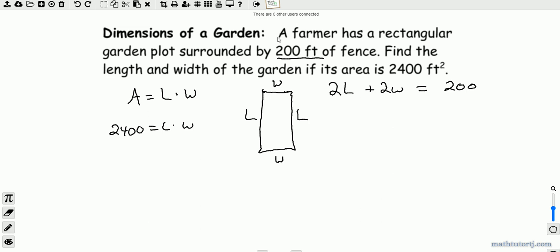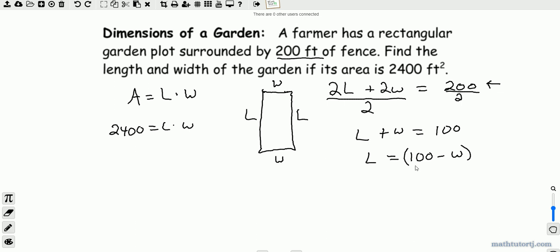How can I find L and W from this? So it looks like a system of equations, maybe. I don't know. Maybe I can solve for one and input it into the other. Let's see how that works. This one looks best. So I'm going to divide both sides by 2 to make things smaller. So that's L plus W equals 100. And I do prefer solving for L. So L equals 100 minus W.